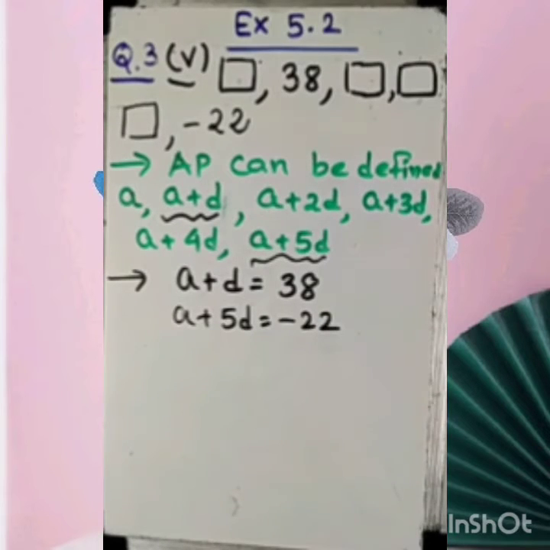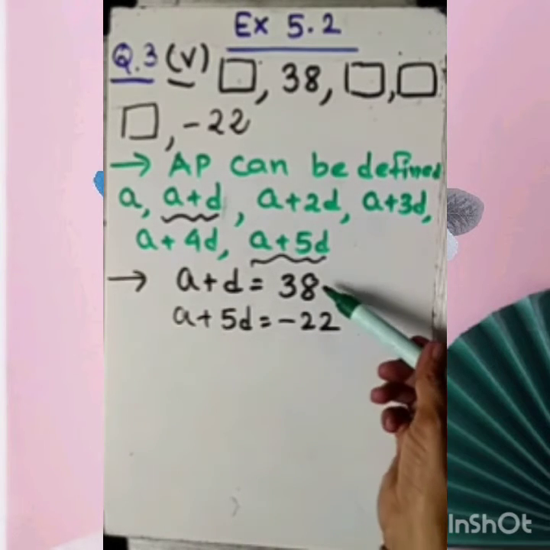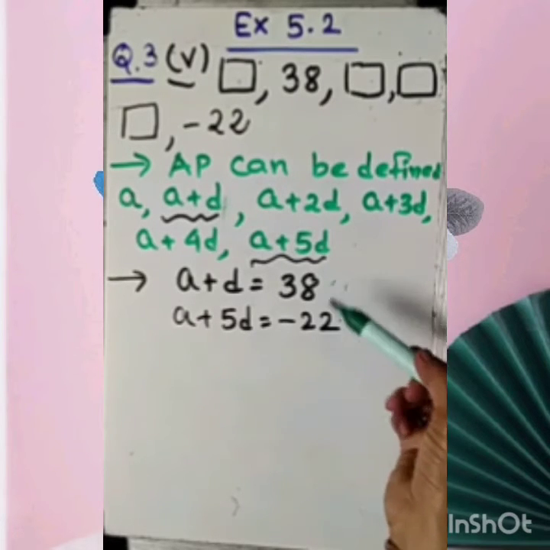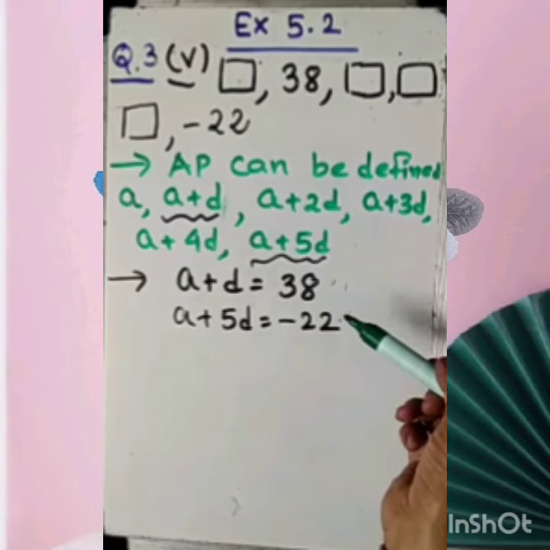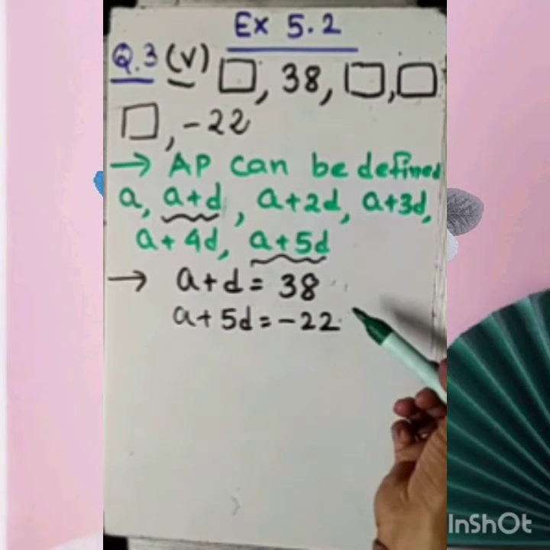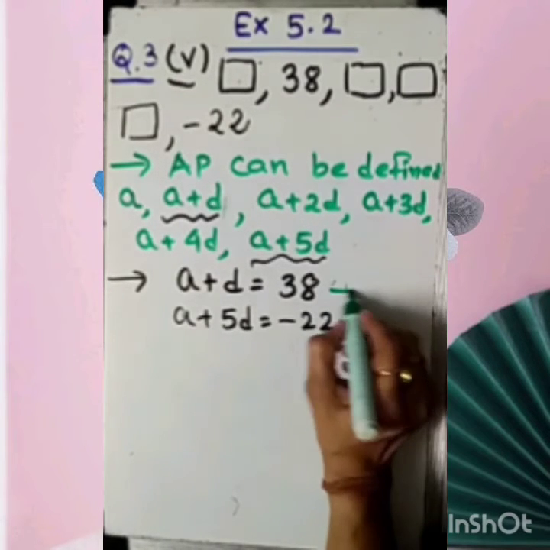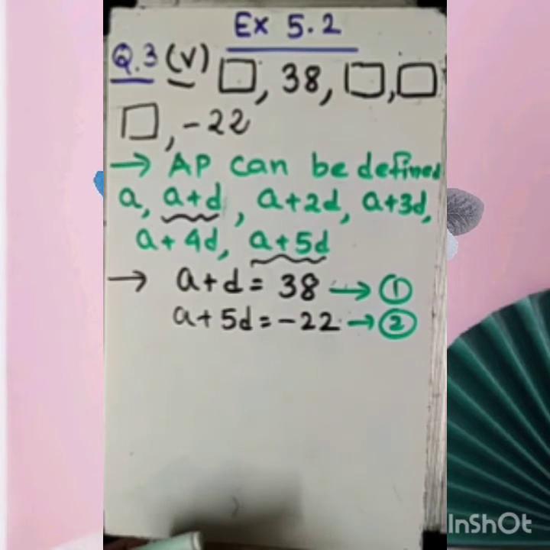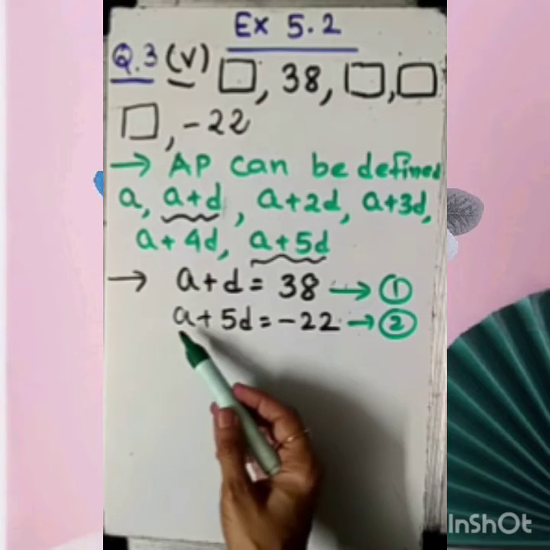So here in this AP, we are not given the first term. In place of that, we are given two other terms, that is the second term and the sixth term. Now how to simplify? Very easy. If I call this equation 1 and this equation 2, I can apply the elimination method to find the value of A and D.